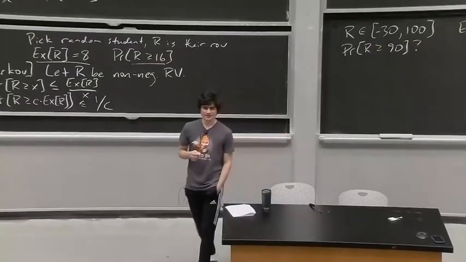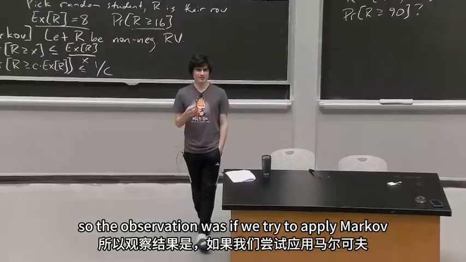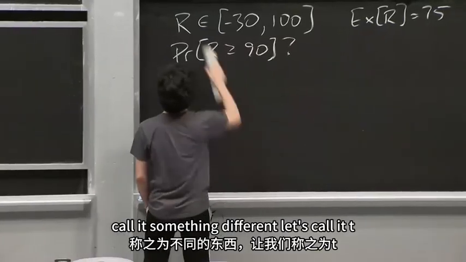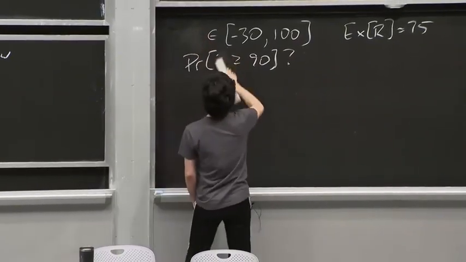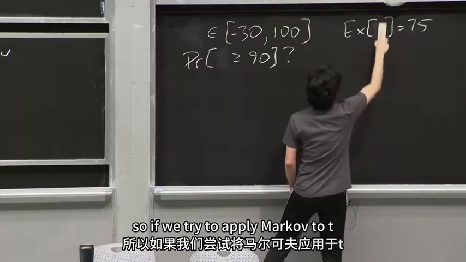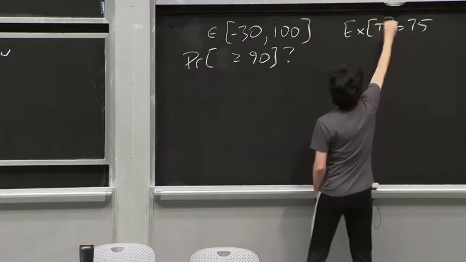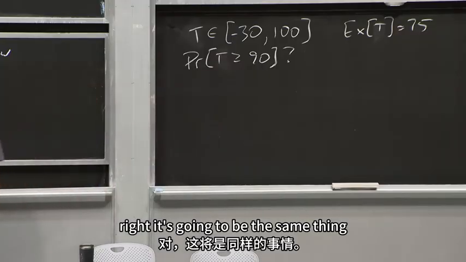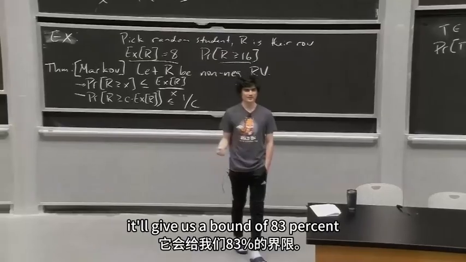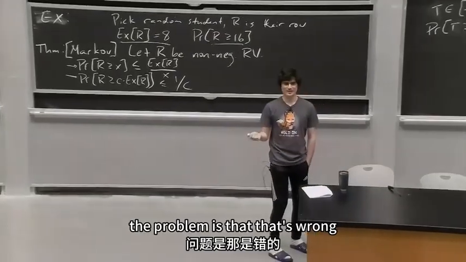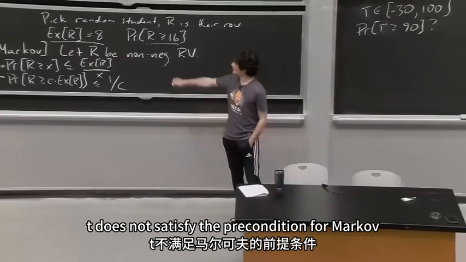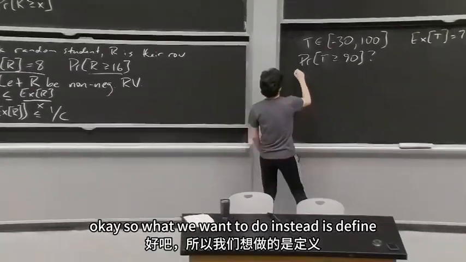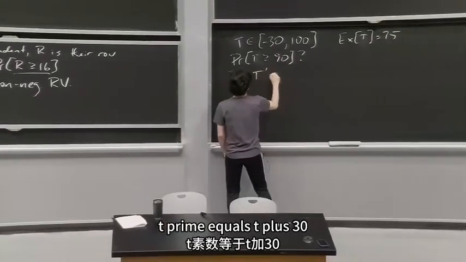Yeah, exactly. So the observation was that if we try to apply Markov to this, maybe I should call it something different. Let's call it T. If we try to apply Markov to T, it's going to be the same thing as when we applied Markov to R before. It'll give us a bound of 83%. The problem is that that's wrong. T does not satisfy the precondition for Markov. So what we want to do instead is define T prime equals T plus 30.